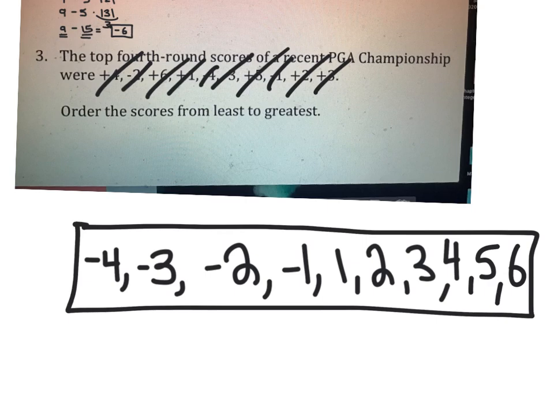Negative numbers are any number that is below 0. Positives are any numbers above 0. And absolute value is the distance that a number is from 0. And we always express absolute value as a positive number. Remember that evaluate means to solve for an answer.